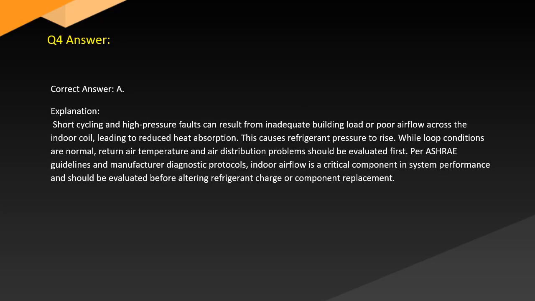Answer. Correct answer: A. Explanation. Short cycling and high-pressure faults can result from inadequate building load or poor airflow across the indoor coil, leading to reduced heat absorption. This causes refrigerant pressure to rise. While loop conditions are normal, return air temperature and air distribution problems should be evaluated first. Per ASHRAE guidelines and manufacturer diagnostic protocols, indoor airflow is a critical component in system performance and should be evaluated before altering refrigerant charge or component replacement.